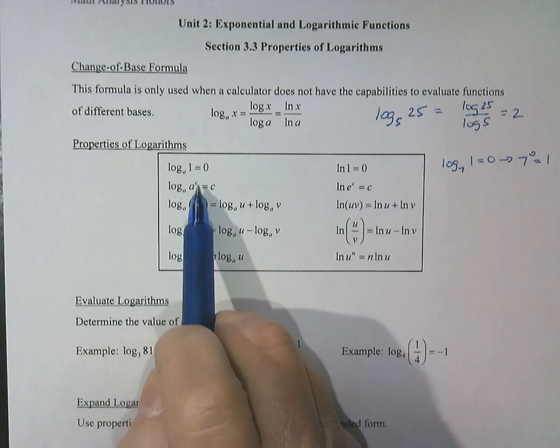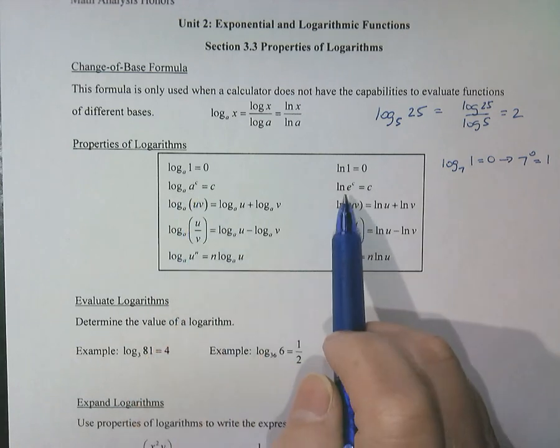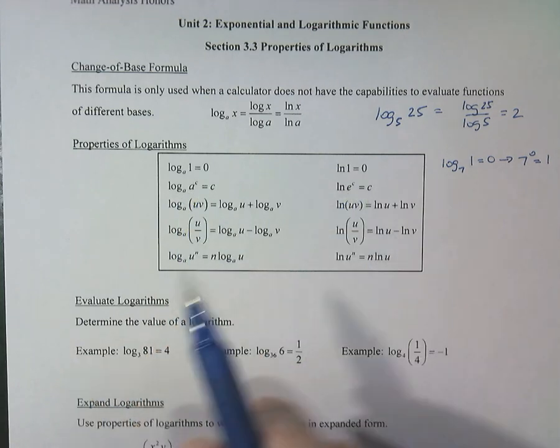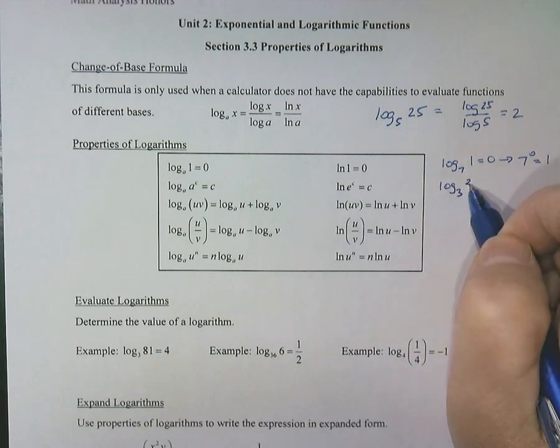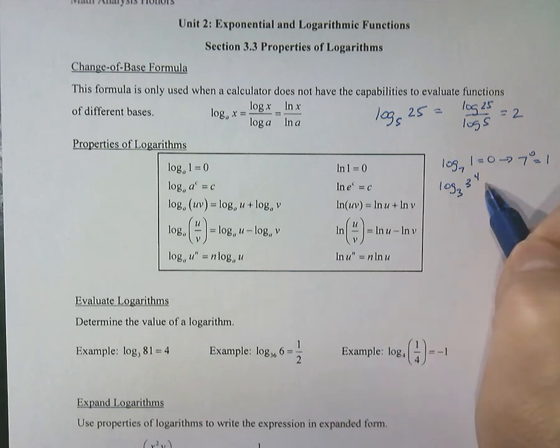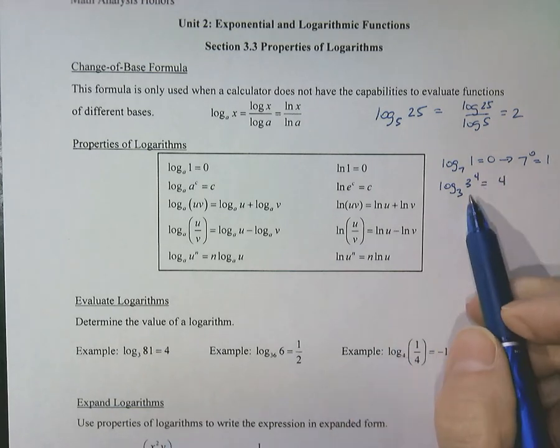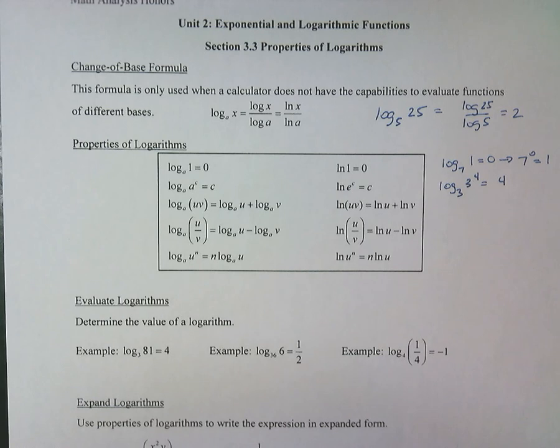Log base a of a to the c equals c. Likewise, natural log of e to the c equals c. So if I had log base 3 of 3 to the 4th, this is going to equal 4, because what I'm looking for is the exponent, and that's the exponent.